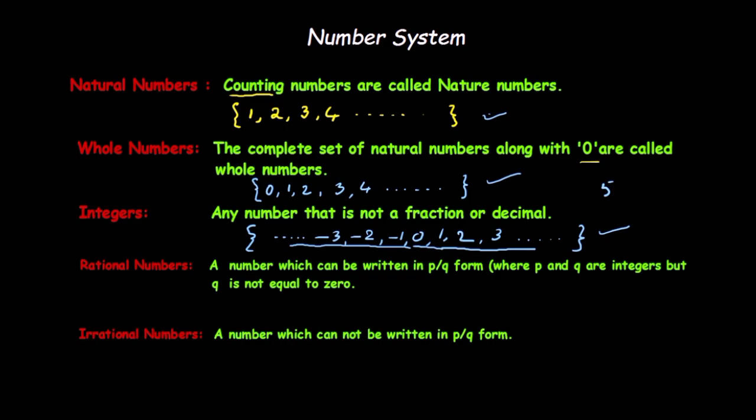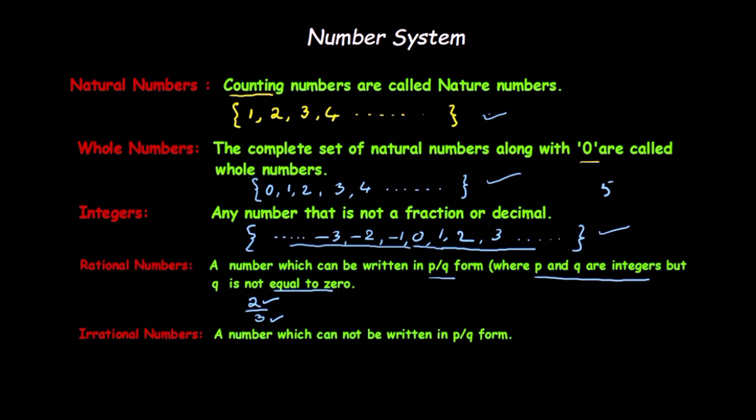And the next number type is the rational numbers. A rational number means a number which can be written in p by q form. This is very important. A number which can be written in p by q form, that means a fraction form. But here p and q are integers, and q is not equal to 0. For suppose now I am going to take 2 by 3. Yes, this 2 by 3 is called a rational number because we have written it in the p by q form. That 2 is an integer and 3 is an integer.